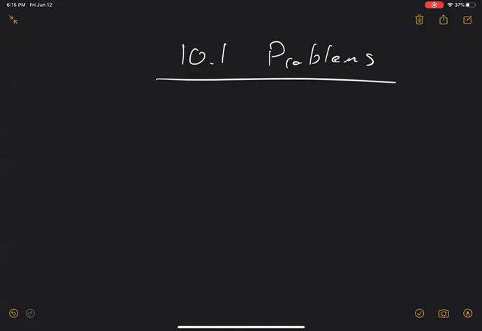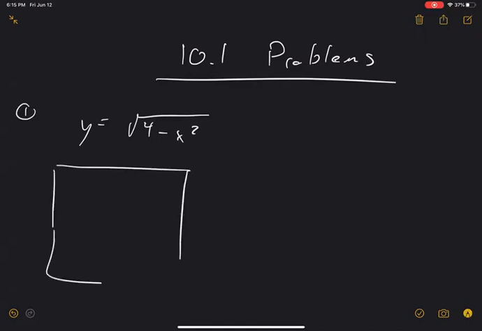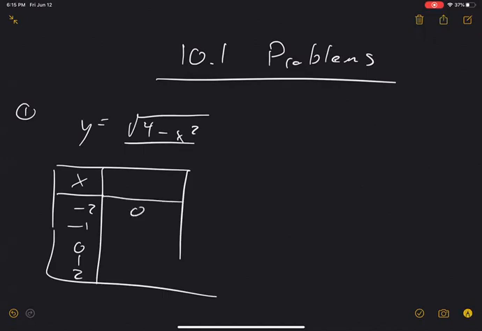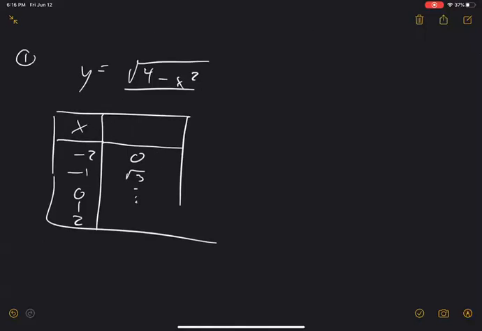For number one, they give you an equation, in my case, y equals the square root of 4 minus x squared, and then they give you this table with a bunch of x values, like x equals -2, -1, 0, 1, 2. You just take these values and plug them into this equation. So when I plug in -2, I get the square root of 4 minus 4, the square root of 0, so y is 0. When I plug in 1, I get the square root of 3, and so on. So just plug and chug on the first two.